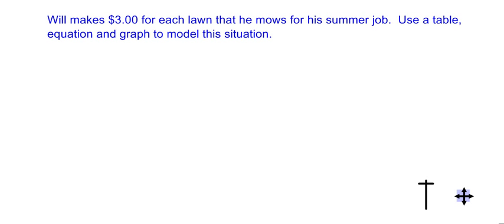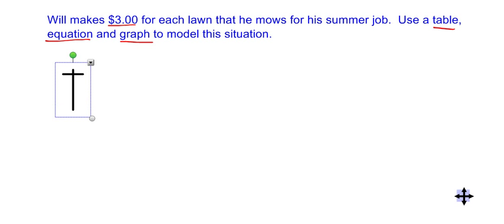Here's our example today. It says Will makes $3 for each lawn that he mows. So he's got $3 for each lawn that he mows for his summer job. We want to represent this situation using a table, equation, and graph. So we're going to start with the table because that seems to be the easiest way to find the pattern.